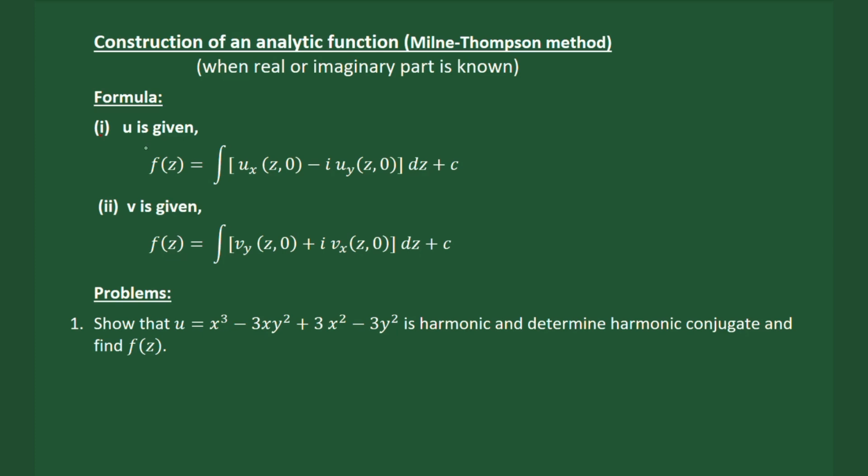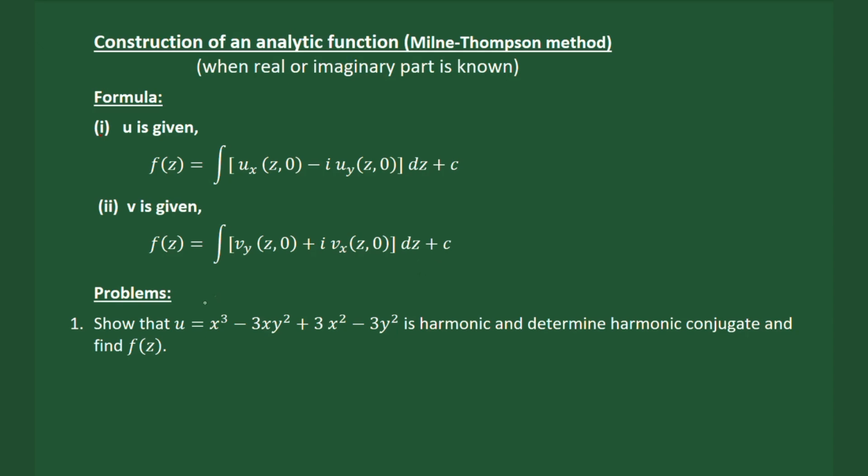The first formula is, if u is given, f of z is given as the integral of ux, that is the partial derivative of u with respect to x, so ux at the point (z, 0), minus i into uy at (z, 0), dz plus c. And when v is given, the formula is f of z equals the integral of vy at (z, 0) plus i into vx at (z, 0), dz plus c.